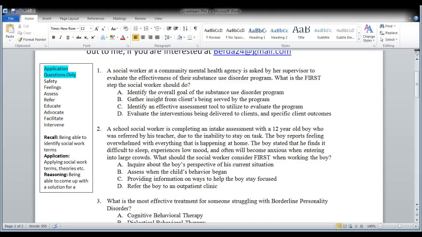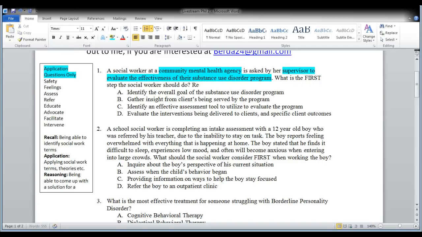So the first question that we have is, a social worker at a community mental health clinic is asked by their supervisor to evaluate the effectiveness of their substance use disorder program. What is the first step the social worker should do? So we have a community health agency. Supervisor wants us to evaluate the effectiveness of the program.